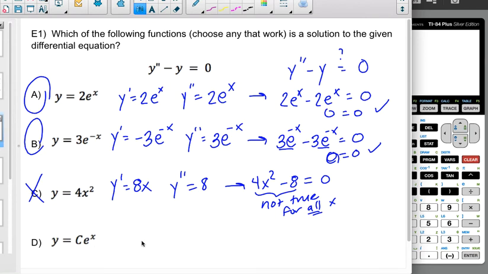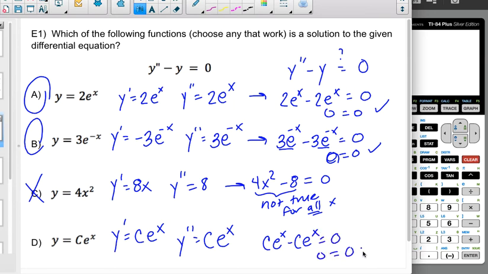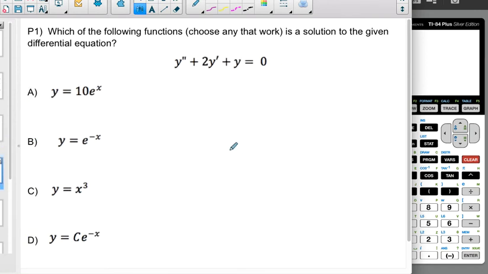And then c e to the x, well, y prime would still be c e to the x, and y double prime would still be a constant times that e to the x. So I get c e to the x minus c e to the x equals 0. Sure enough, that's 0 equals 0 all the time. So A, B, and D all work in this instance. All right, let's go ahead and try another one.